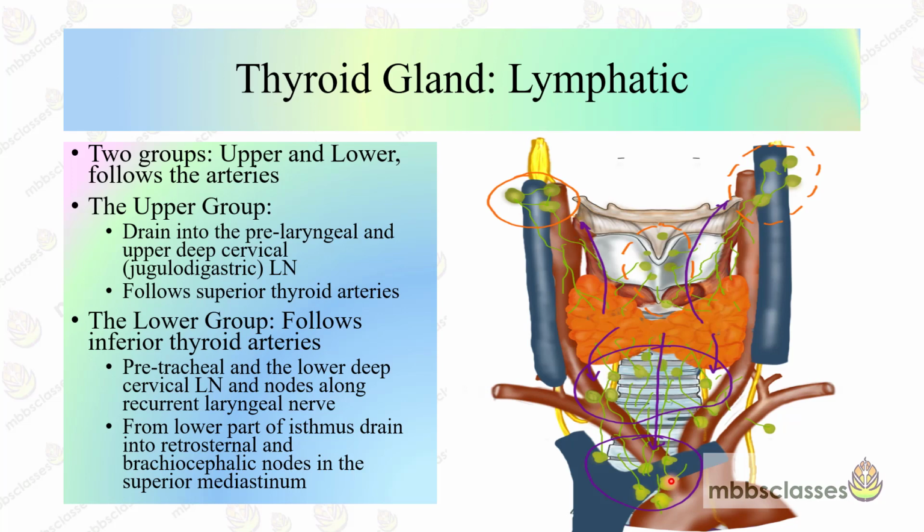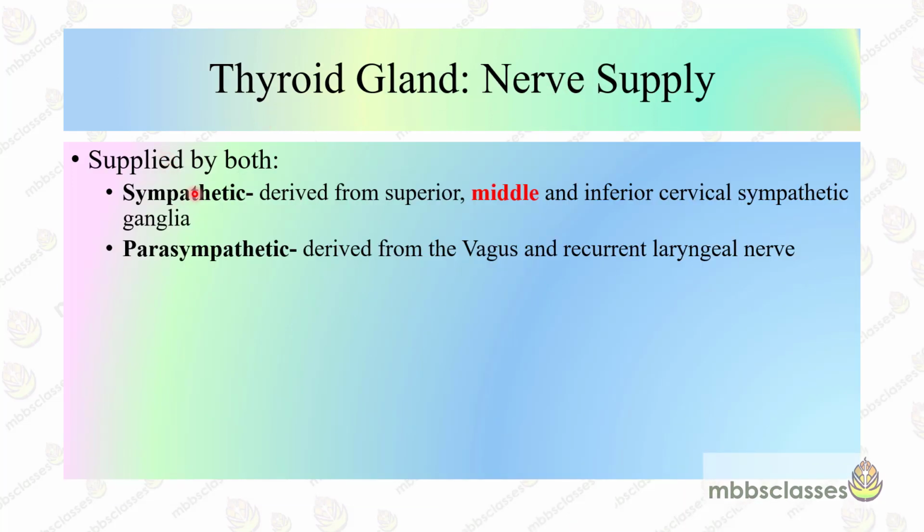The nerve supply of the thyroid gland is both from the sympathetic and parasympathetic systems. For the sympathetic system, it is derived from the superior, middle, and inferior cervical sympathetic ganglia, but most of the contribution is from the middle cervical sympathetic ganglion, and the parasympathetic nerve supply is from the vagus and recurrent laryngeal nerve.